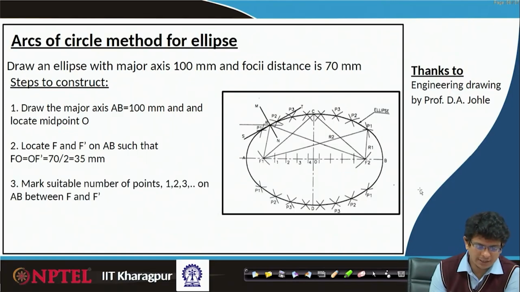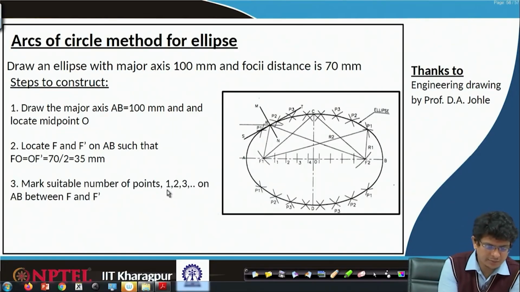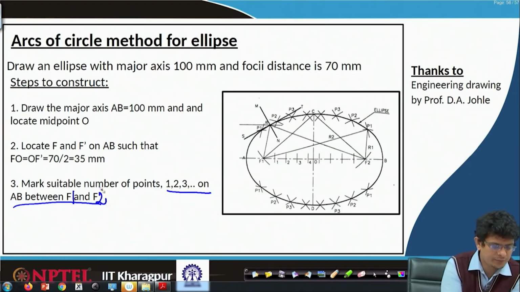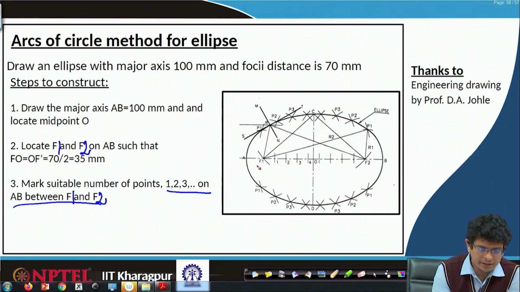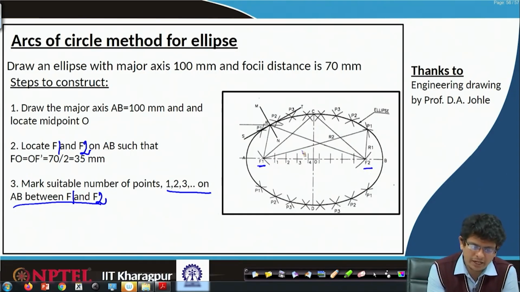Now, we have to mark a suitable number of points, something like 1, 2, 3 on AB between F1 and F2. It can be equal or any number of points. It is always easy to go with an equal number of points as a uniform grid: first point, second point, third point, fourth point.